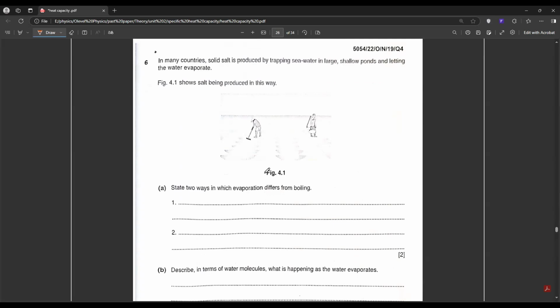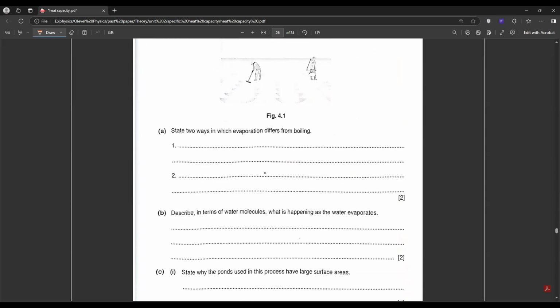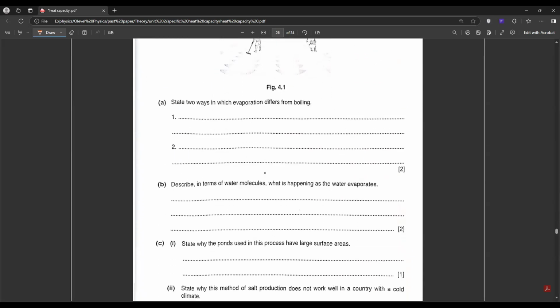In many countries, solid salt is produced by trapping seawater in large shallow ponds and letting the water evaporate. Figure 4.1 shows salt being produced in this way. State two ways in which boiling differs from evaporation.